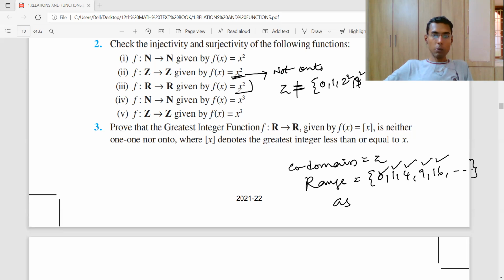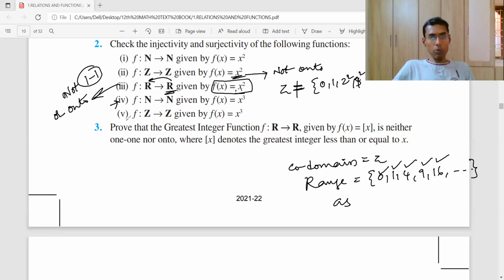Next, what about the third? This is not onto. It's not onto, same reason. X square is always positive. All the images are positive. That means only positive elements have images. Then next, what about the fourth?